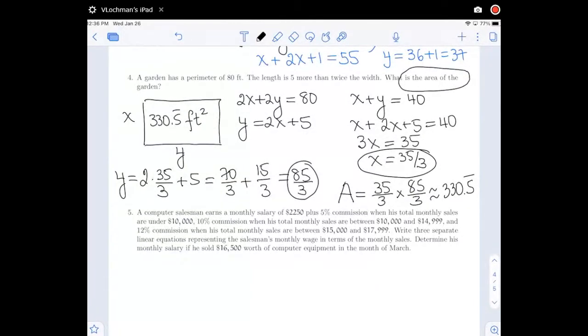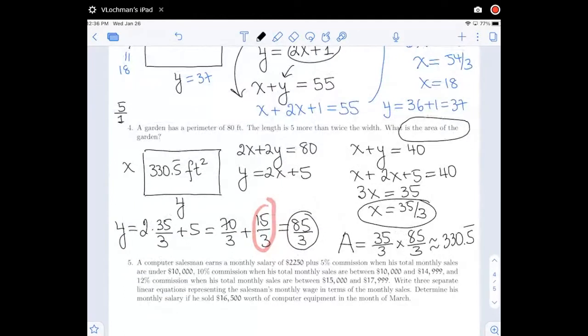So let me highlight this part right here. This is going back to basics, right? 5 over 1 is equal to, if I put 3 on the bottom, then it's 5 times 3. So I just found a common denominator, right? The common denominator is 3, and you multiply it by 3 because that's the denominator you're getting.